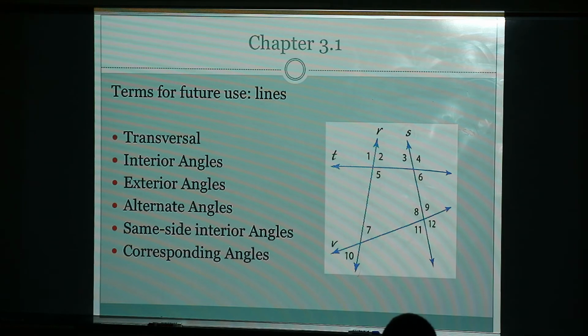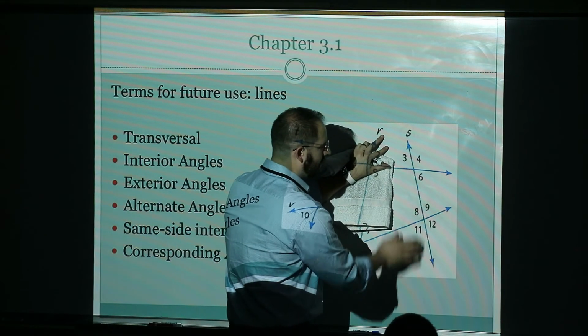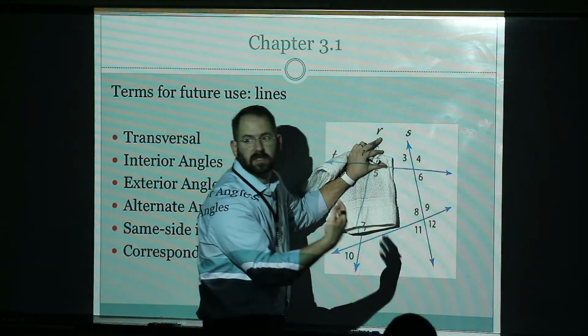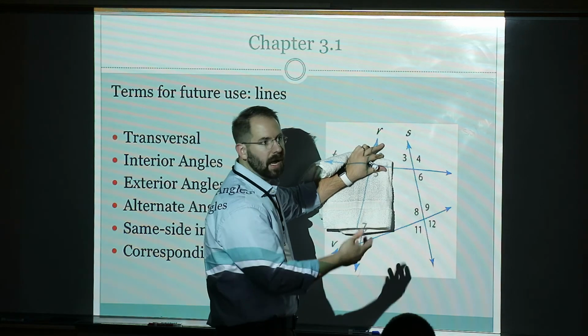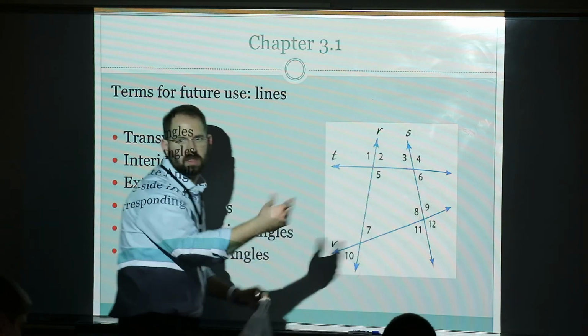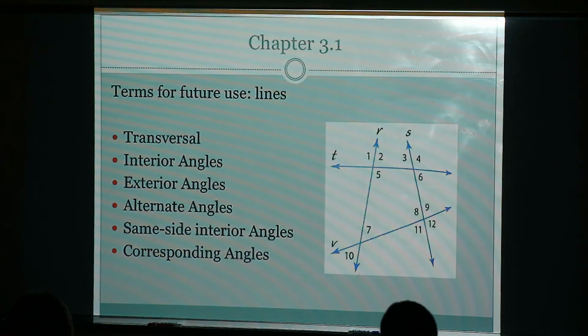But, you know, I can make certain pairs here. Your homework will ask you to do that. They're going to give you a picture, maybe something like this half only, and they'll ask you, okay, name a pair of same side interior. Name a pair of alternate exteriors. And they want you to write down the numbers, just like the digits, right? So don't sweat that.